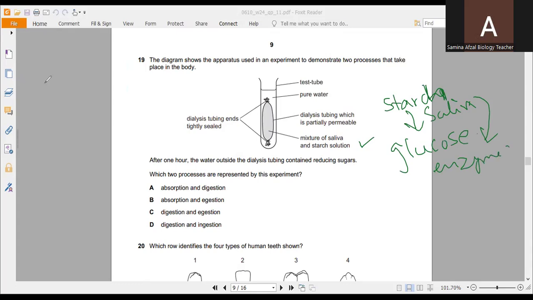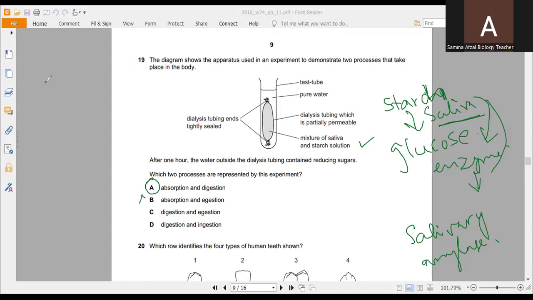So after 1 hour, the water outside the dialysis tubing contains reducing sugar, because starch will break down with the help of saliva, which has an enzyme, amylase, salivary amylase, which will break down the starch into glucose molecules. And then after the dialysis tubing, which two processes are represented? So digestion is taking place over here, and absorption.